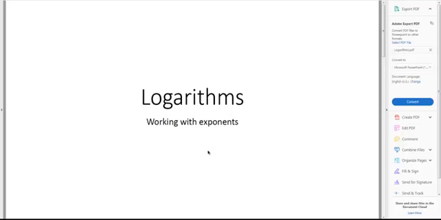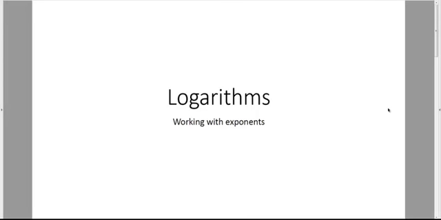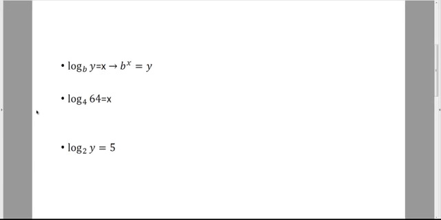Today we'll be looking at logarithms, and as you notice, the subtitle is working with exponents. The reason for that is we use logarithms to write exponents, either very large or small numbers, in such a way that it's easy for us to handle. And the first thing we'll look at is how we write logarithms as normal numbers.